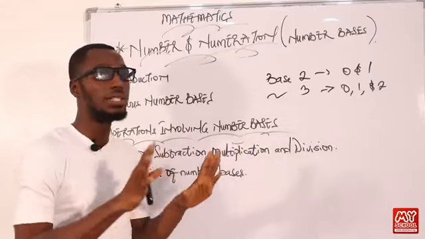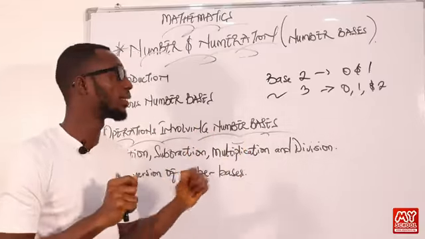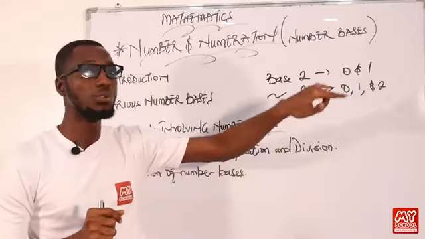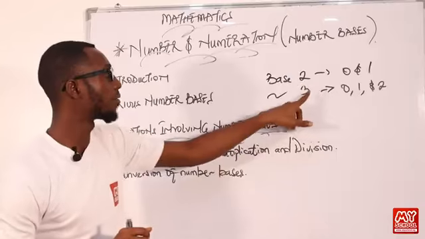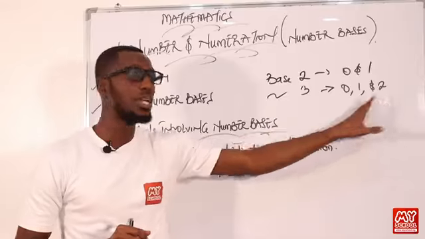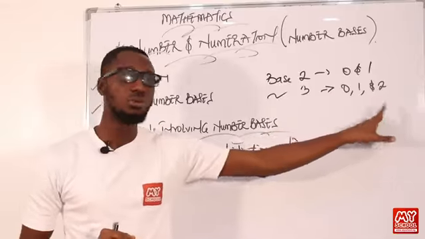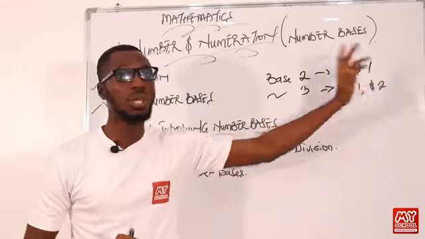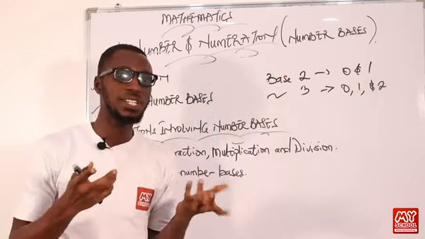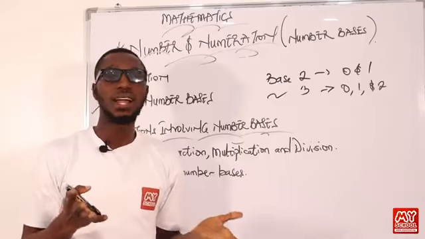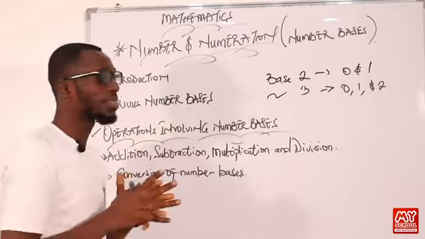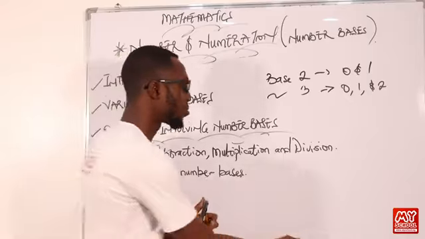So you can notice a particular trend: for every base that we're working in, the highest number is 1 less than the base. For instance, in base 3, the highest number is 1 less than the base, so 3 minus 1, that is 2. If we're working in base 5, the highest number will be 4. Now let's take this for instance. If we're working in base 7, what will be the highest number or highest notation? Of course, that will be 6. So that is just the brief introduction we have when it comes to number bases.